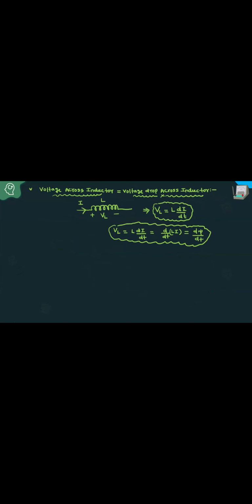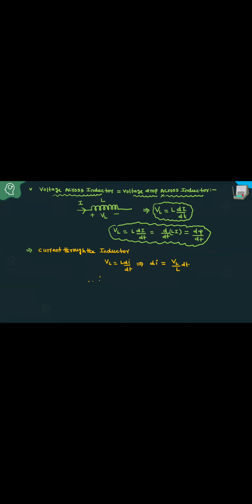Once you know the voltage across the inductor, how to calculate the current through the inductor? Very important observation. Once you know the voltage across the inductor, I am calculating the current through the inductor. Then VL equal to L into di by dt. From this, di equal to VL by L into dt.